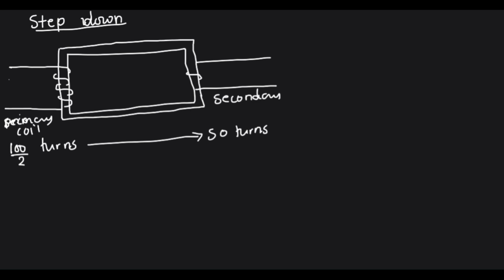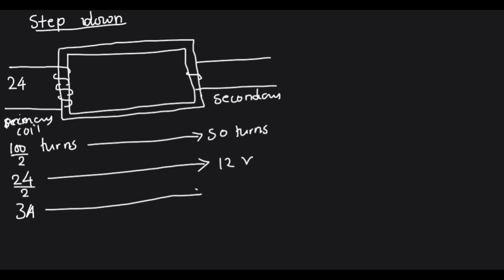Now let's say we have 24 volts as our input voltage. What is the voltage on the secondary coil? So we are going to do the same. We'll divide by 2. So 2 into 24 will give us 12 volts. Now for current, if we have 3 amps, we are going to have 6 amps here. So for current, you multiply by 2.